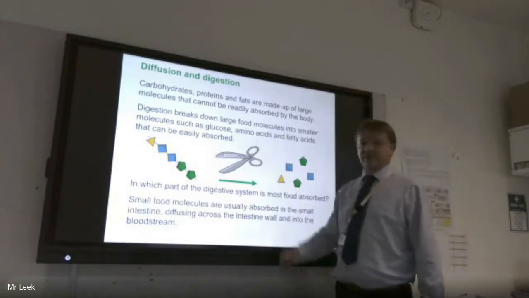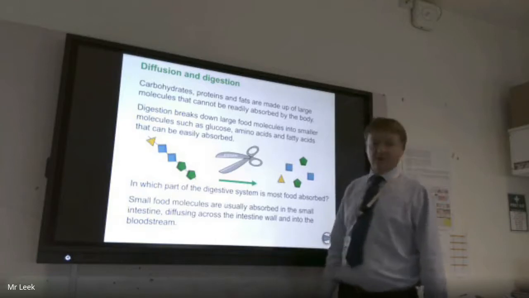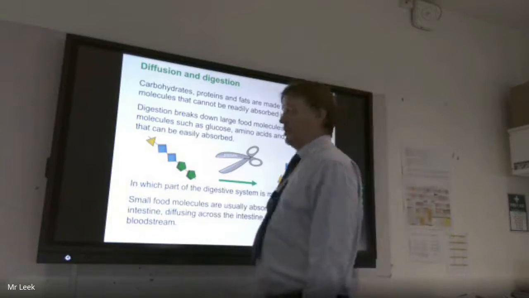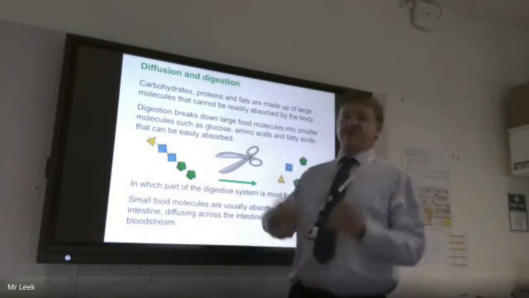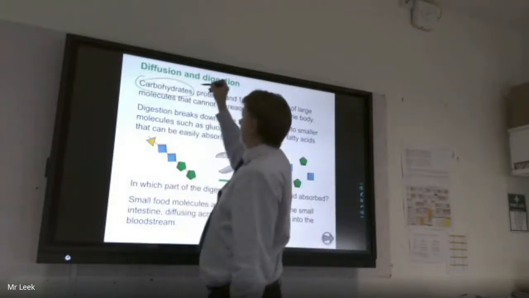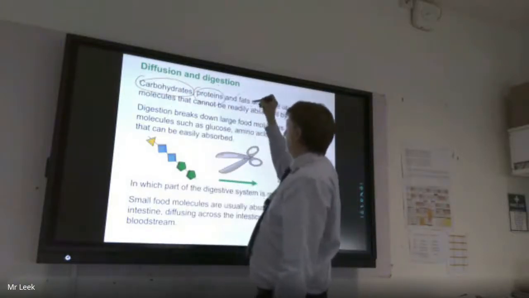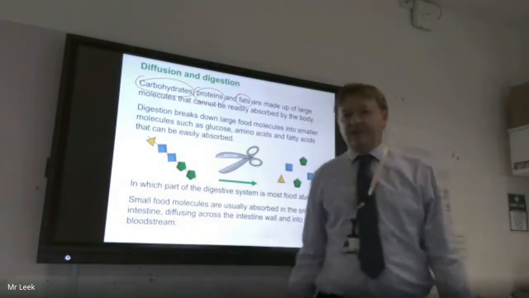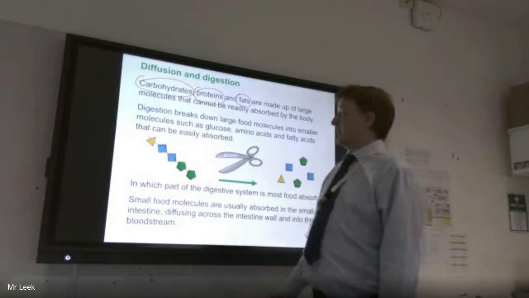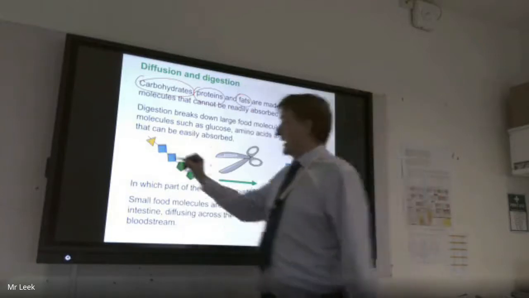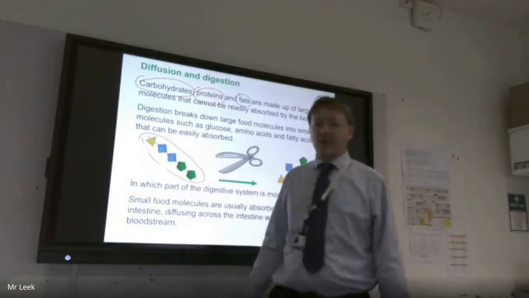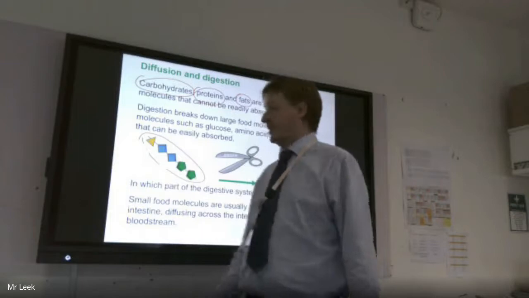Diffusion. Now, obviously, I don't know why the actual speaker's cut out then. Right, what I'm going to do is go through a little bit about digestion. When you eat food, there's three main ones that you need to know about: carbohydrates, proteins, and fats. Those three things you need to absorb, but when you actually eat them, they are huge, great big long chains, and they are way too big for diffusion to actually happen.